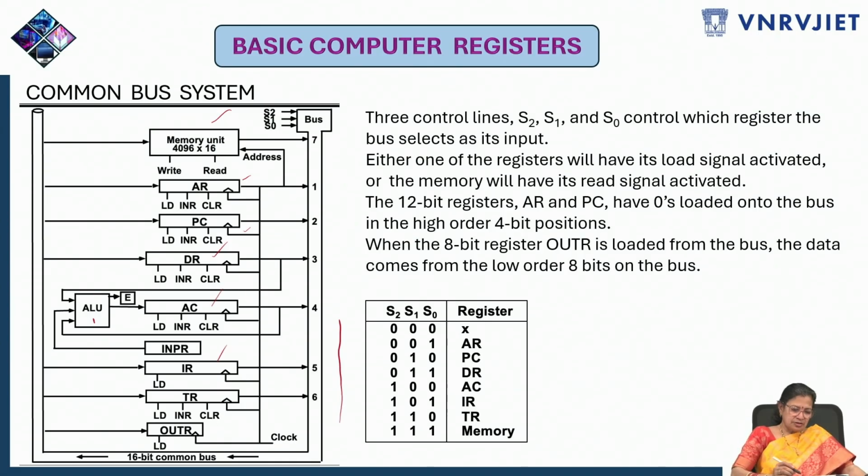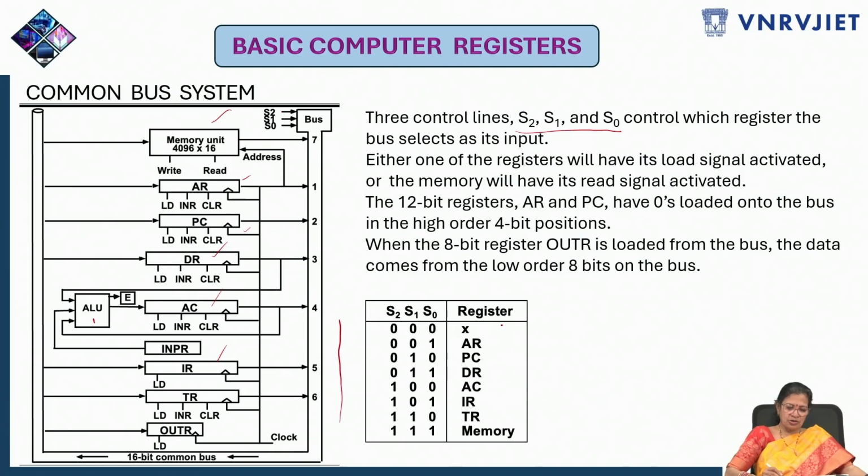Then in order to choose any of the registers, for example if I want to transfer some data from memory into the accumulator register or any other register, the processor will generate a control signal to select one out of these. S0, S1, S2 are the select lines, with which we can have 8 combinations.